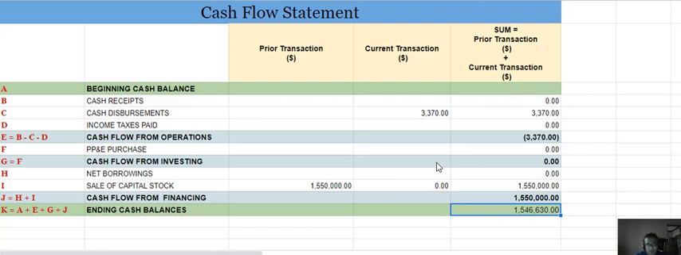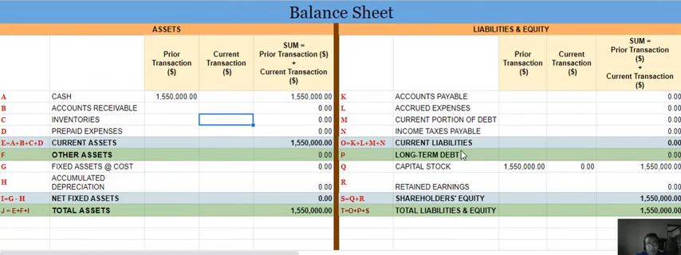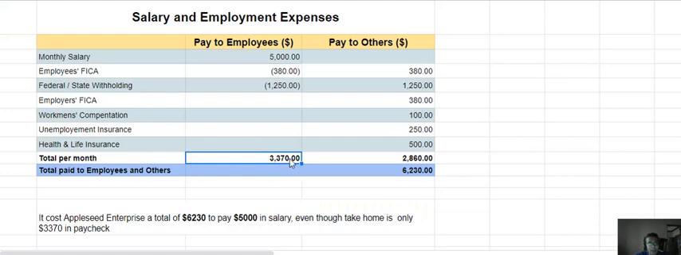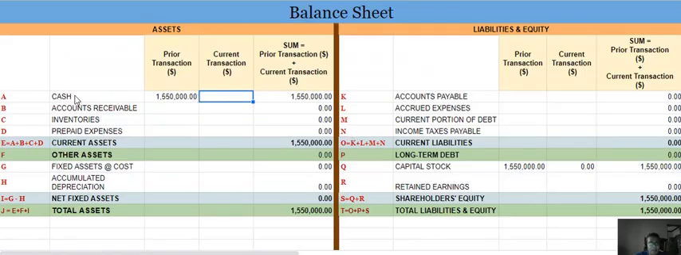Now let's go to the next statement, which is balance sheet. Do I need to make any entry over here? The answer is yes. Now where do I need to make entry for this transaction? Here you have already seen that this $3,370 is the only money that has left Apple Seed Enterprise. So if I go back to balance sheet, my current transaction against cash is minus $3,370. So this is the only amount that has left Appleseed Enterprise.